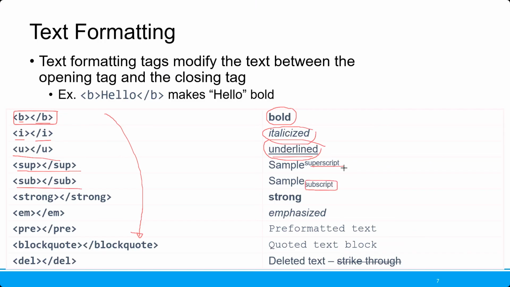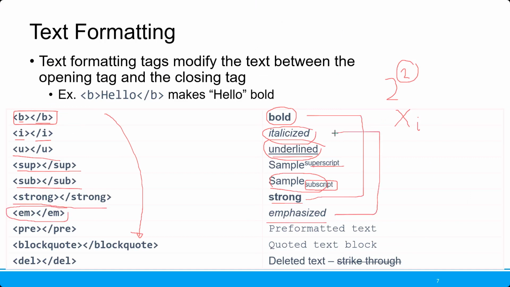So superscript, for example, if I want to write 2 power of 2, then this is superscript. Let's say if I want to write in the subscript, I want to have x i, something like this, and it is subscript. Strong. Strong is similar with bold. EM. EM we call it emphasize. So emphasize is similar with the italic.